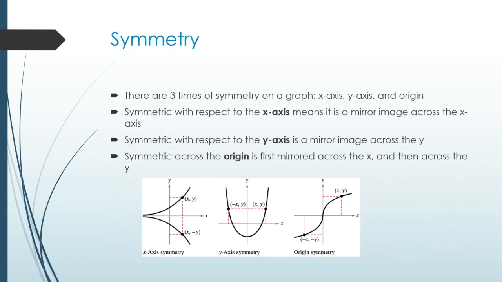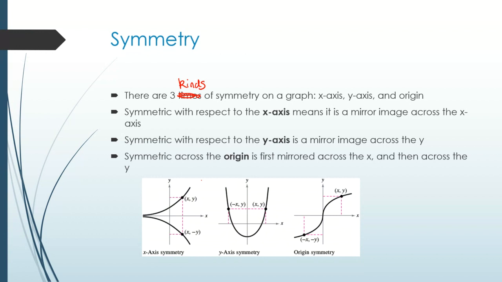Okay, so next thing is symmetry. This is a little harder for people. So we have three times, I don't know what I was thinking, that's supposed to say 3 kinds of symmetry on a graph: the x-axis, y-axis, and the origin.